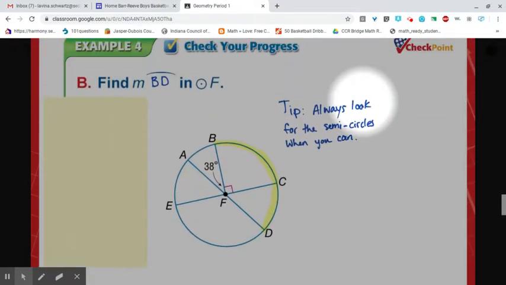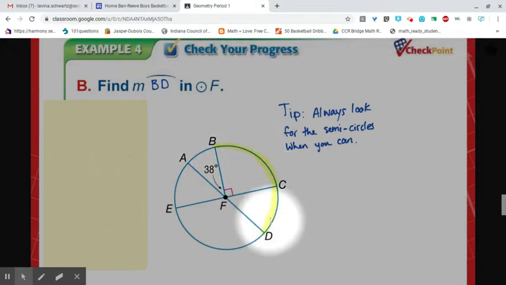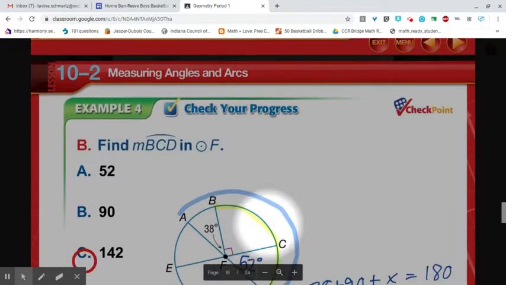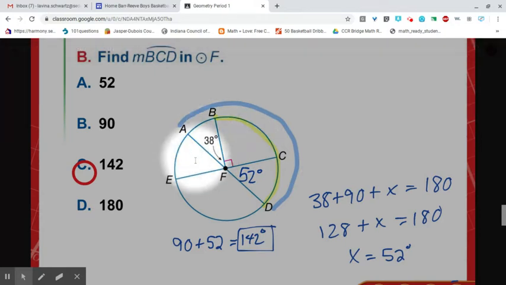All right, find the measure of BD. Always look for the semicircles when you can. Do you see any? There's multiple in this picture. Don't just get fixated on one. So here's the one you should be looking at. If this is 90, this side is 90. We just talked about that. If this is 38, that would make this 52. I think we just found that. 52 and 52.